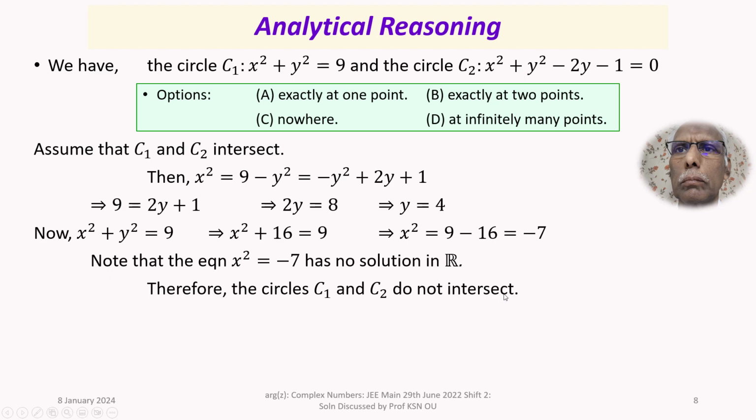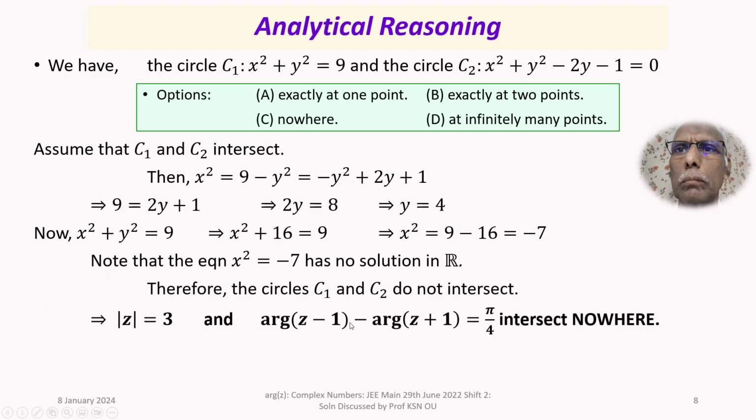That they do not intersect also involves the concept of no touching. So that means mod z is equal to 3, and argument of z minus 1 minus argument of z plus 1 is equal to pi by 4 intersect nowhere. That is precisely your answer. That is the answer given in option C. And that is the detailed discussion of the question.